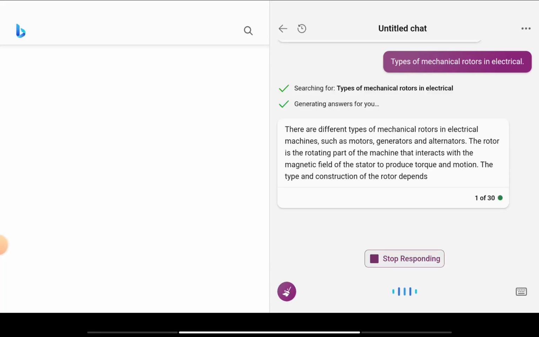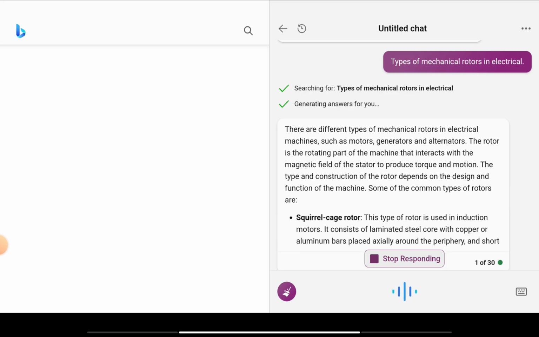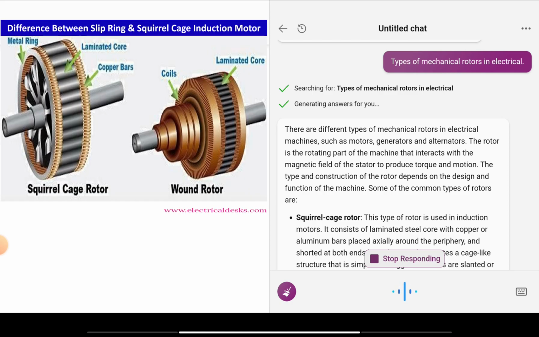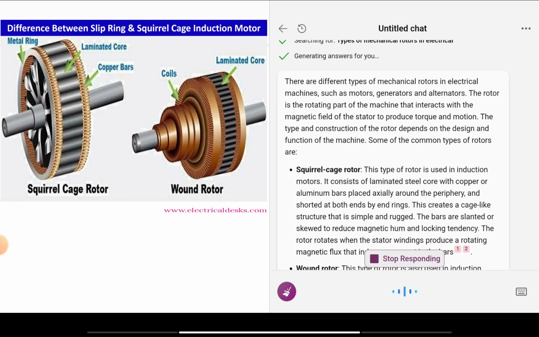There are different types of mechanical rotors in electrical machines, such as motors, generators, and alternators. The rotor is the rotating part of the machine that interacts with the magnetic field of the stator to produce torque and motion. The type and construction of the rotor depends on the design and function of the machine. Some of the common types of rotors are squirrel cage rotor.